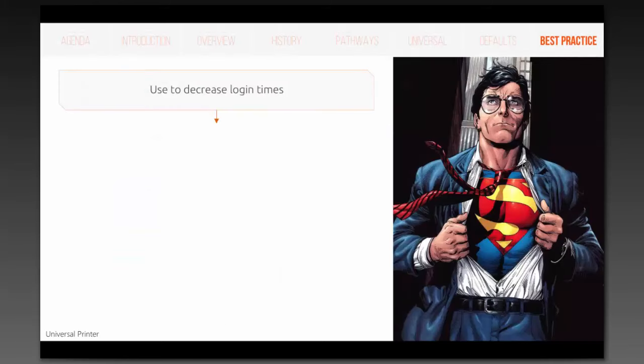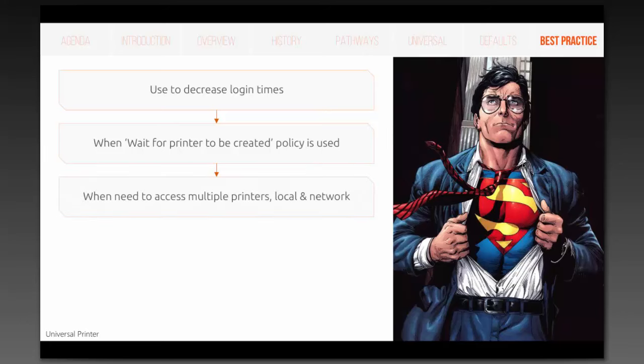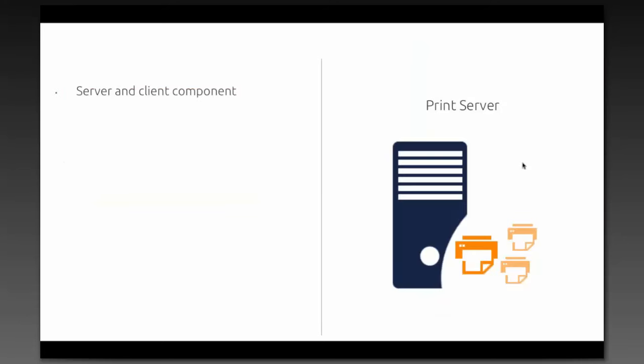And of course it's used in smaller environments basically to decrease login times, because no print mapping or enumeration has to take place. Also when the wait for printer to be created policy is used, which is needed for some applications, this helps, of course, makes it a bit faster. And when you need to use or access multiple printers locally attached on a network, you can use this one as well. So could be helpful.